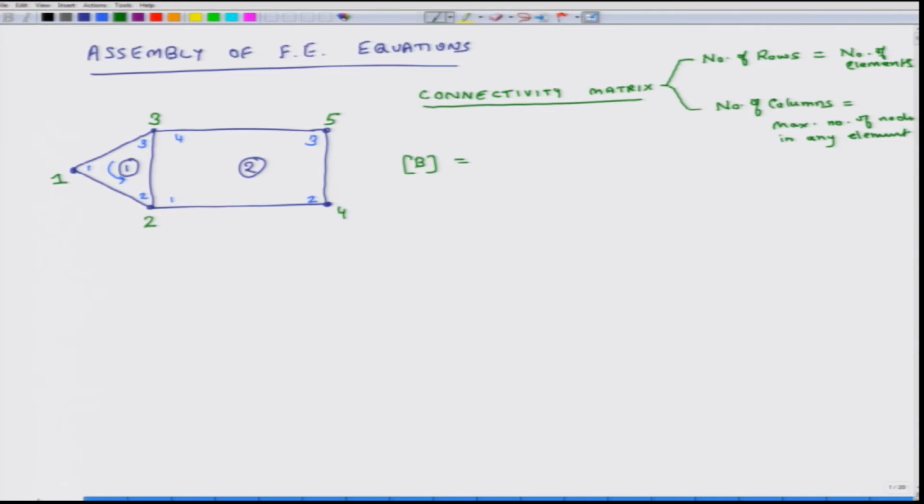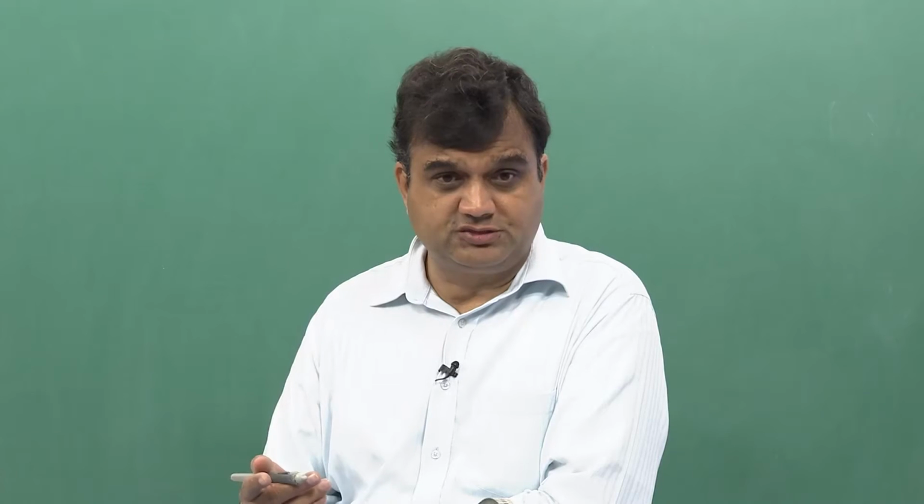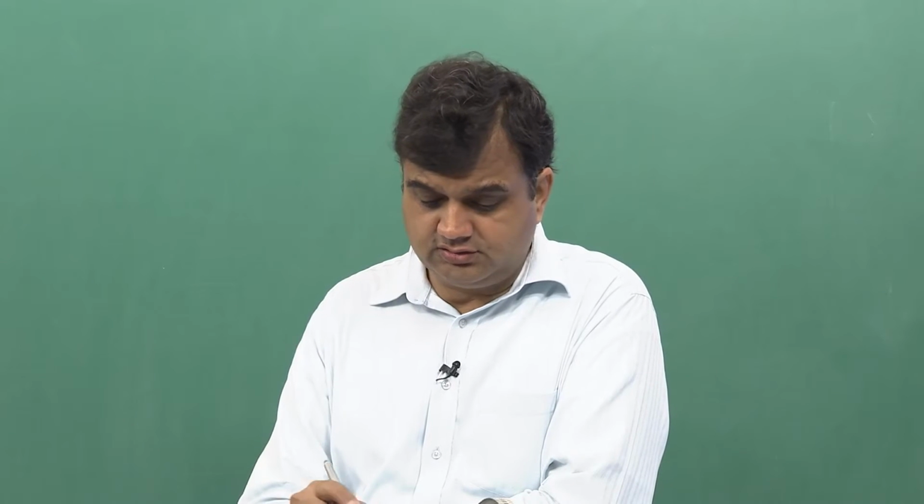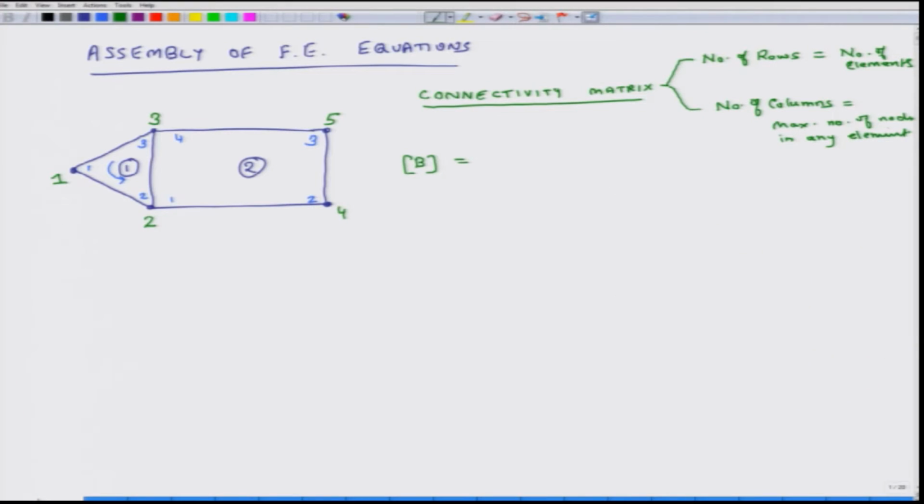What does that mean? So, in this triangular element we have 3 nodes, and in the rectangular element we have 4 nodes. So, how many columns we will have? We will have 4 columns, okay, because 4 corresponds to the maximum number of nodes in any element. So, in element 2 we have larger number of nodes, so we will have 4 columns, okay. So, now the connectivity matrix is pretty simple. So, it will have 2 rows, row 1, row 2.